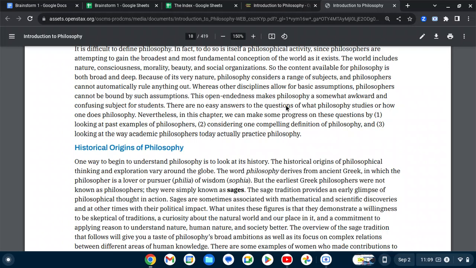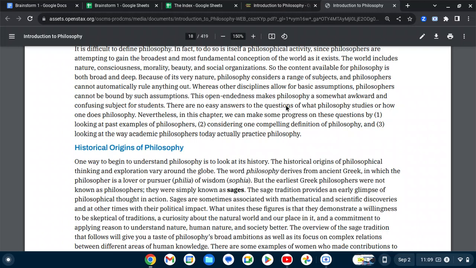The world includes nature, consciousness, morality, beauty, and social organizations. So the content available for philosophy is both broad and deep. Because of this very nature, philosophy considers a range of subjects, and philosophers cannot automatically rule anything out. Whereas other disciplines allow for basic assumptions, philosophers cannot be bound by such assumptions. This open-endedness makes philosophy a somewhat awkward and confusing subject for students.